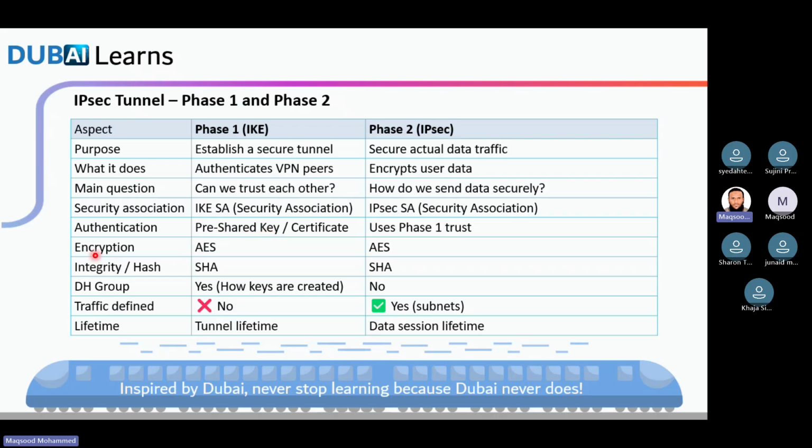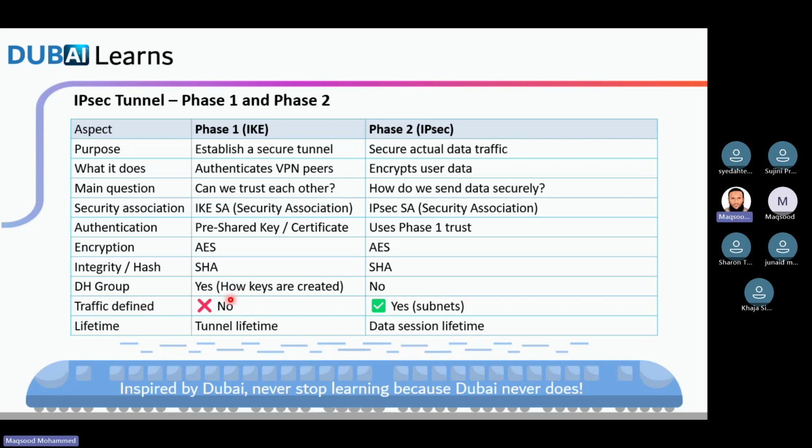Encryption: there are different encryption protocols available. AES is one of them. And integrity and hash algorithm. This is the algorithm which is used for the tunnel, SHA. Diffie-Hellman group, DH is actually Diffie-Hellman group. These are all the parameters of the encryption protocols: encryption, hash, and Diffie-Hellman group, how keys are created between the devices. This is only phase one.